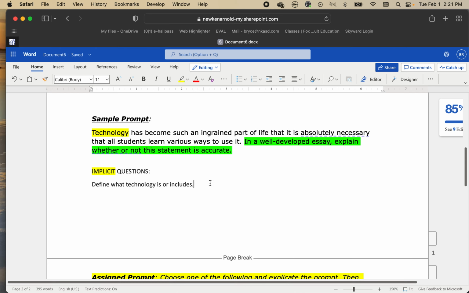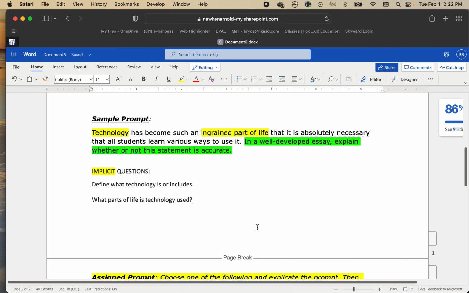However, there's more than one implicit question. So in order to answer whether or not I agree with the statement, I have to make sure I understand the whole statement here. So technology has become such an ingrained part of life. Probably going to want to be able to explain what parts of life. Okay, so what parts of life is technology used? Would be the next thing I need to break down. That's worded awkwardly, but that's okay, because this is all to help get my thoughts organized.